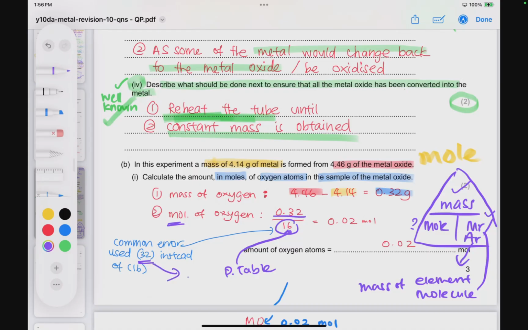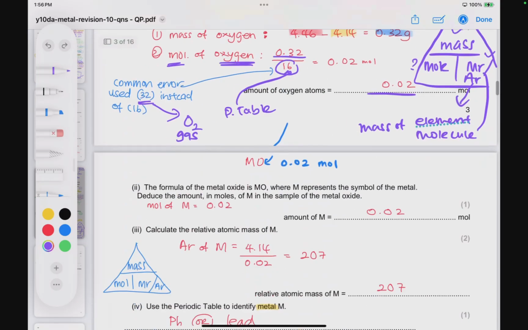And why is that so? Is because they treat oxygen as O2 gas. This is only when we're talking about oxygen gas. But if you're talking about the element oxygen, it's only 16. So you end up with 0.02 moles. And this is 2 marks question, so only 2 working steps.